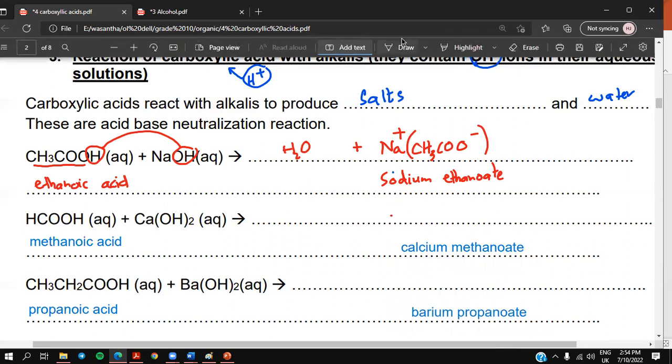You know, always in an acid-base reaction, water and salt are produced. So I'll write here H2O plus calcium methanoate. Calcium methanoate is HCOO minus. It has a negative charge. Calcium is having 2 plus. So there should be 2 methanoate ions reacting here. So let me write 2 in front of methanoic acid to balance the chemical equation. And I guess we have 2 H2O.